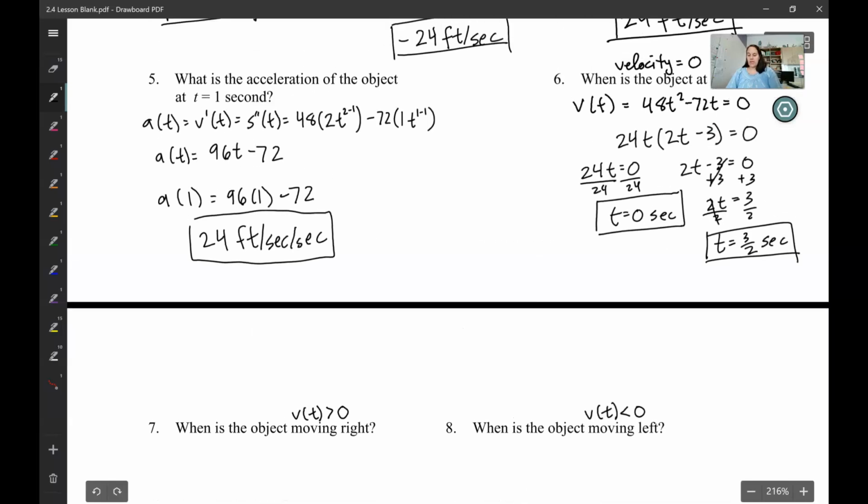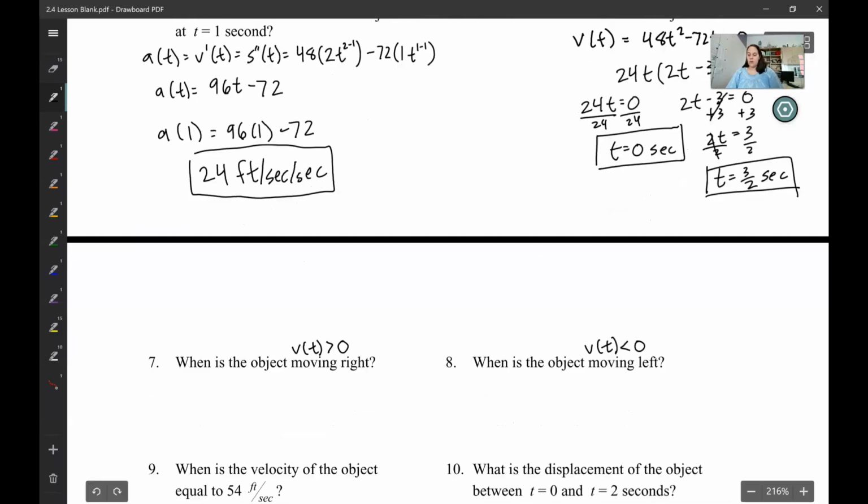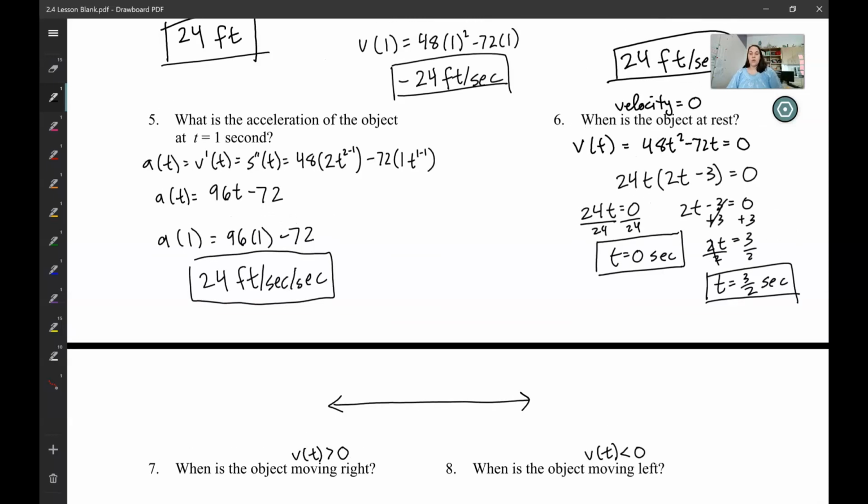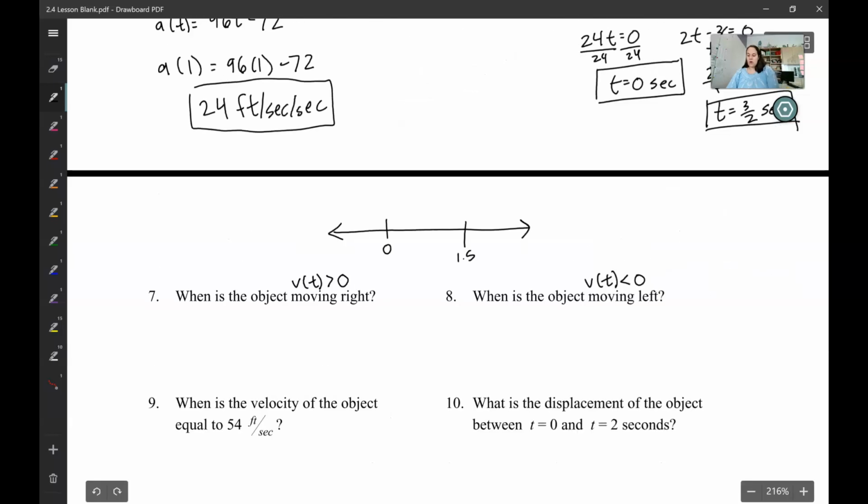So we could set this equation greater than 0 and solve, but an easier way to answer both of these questions would be to put together a sign line, because we know that the object is at rest at 0 seconds and 1.5 seconds. So I can do a sign line here. 0 is where the direction has an opportunity to change. So if I plug in numbers into my velocity equation, do a sign line, then whichever sections are positive, it's moving right. Whichever sections are negative, it's moving left.